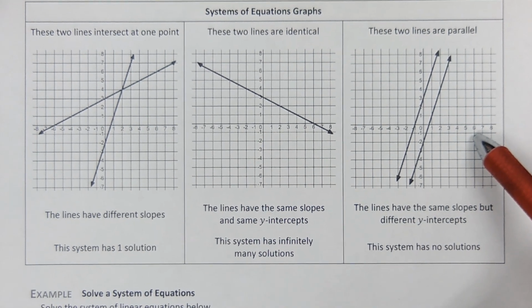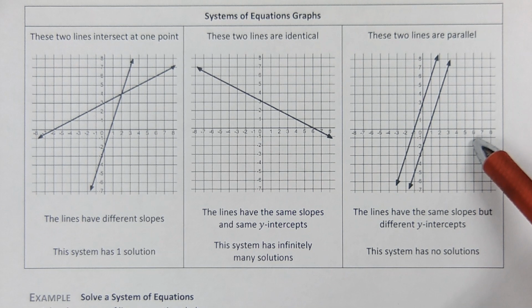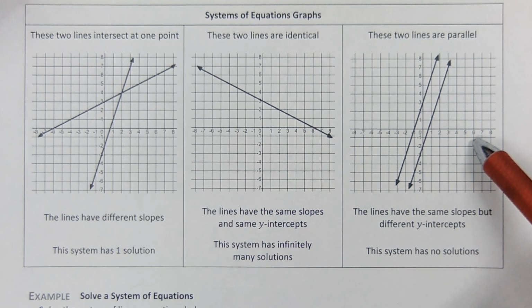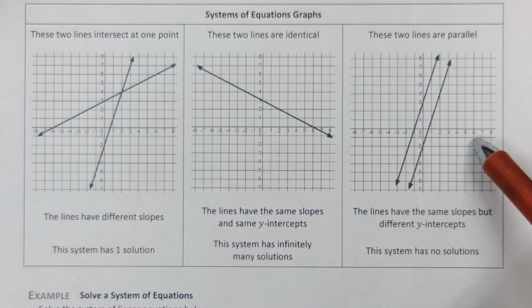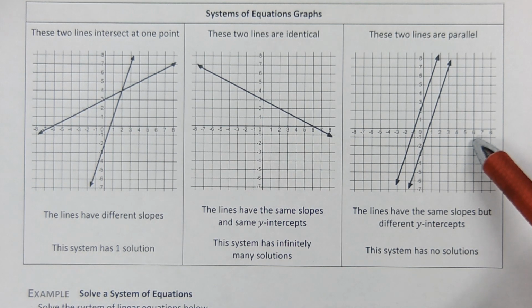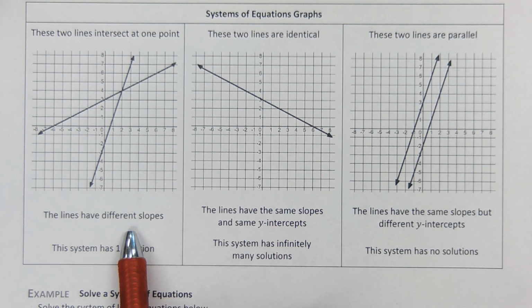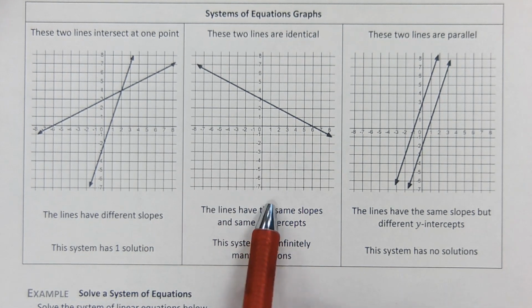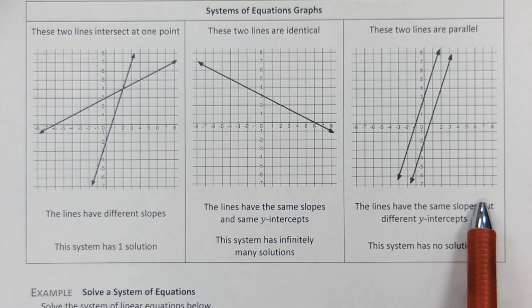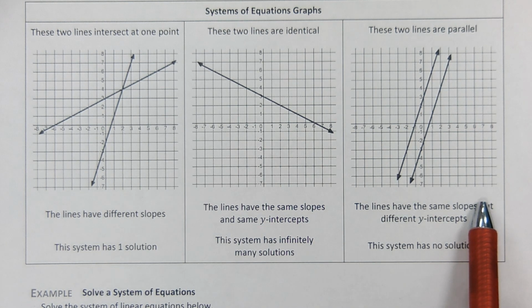If you ever wanted to be a superpower nerd and find out when parallel lines can cross, you could look up non-Euclidean geometry, really interesting stuff, but don't worry about it. One solution, different slopes. Same line, infinite solutions. Parallel lines, no solutions. Those are our only three options.